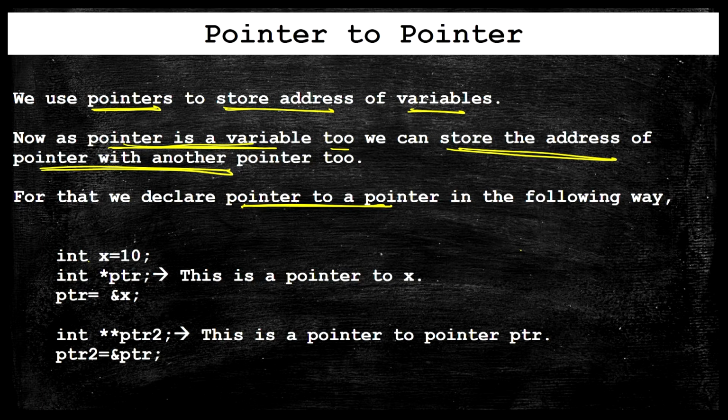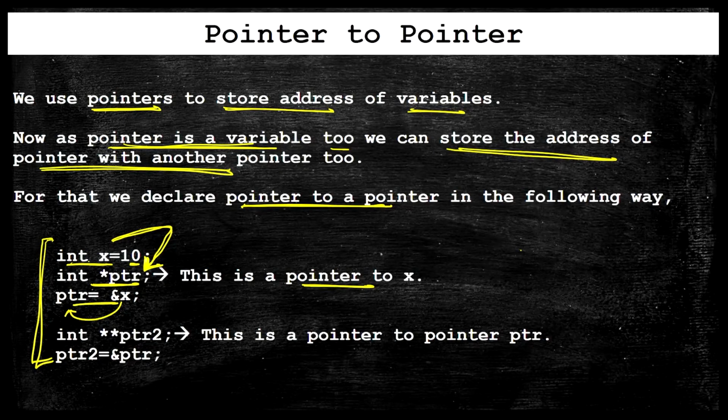Okay? So, how do we declare pointer to pointer? Suppose, let's consider this example which is done over here. So int x equal to 10. Okay. Then we have star ptr. What is the star ptr doing? Star ptr is storing the address of x. This is a pointer to x. Okay. This is the assignment of address using ampersand to ptr.